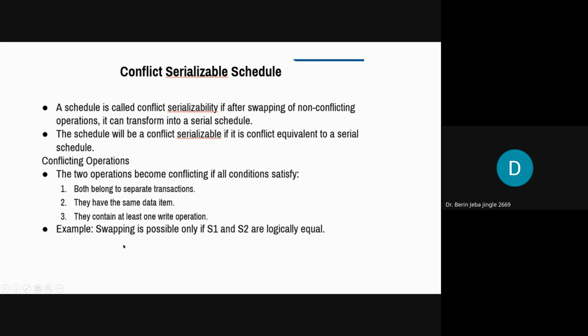So what is a conflict operation? It must satisfy some conditions. Both operations belong to separate transactions, they have the same data item, and they contain at least one write operation. They must contain at least one write operation.